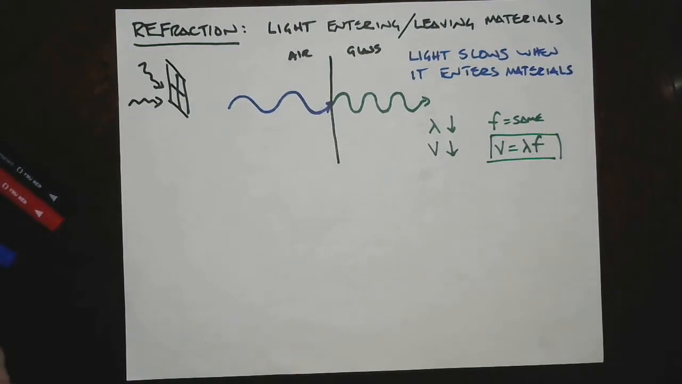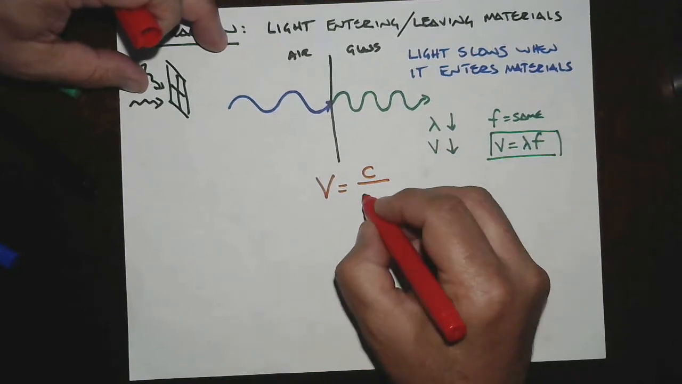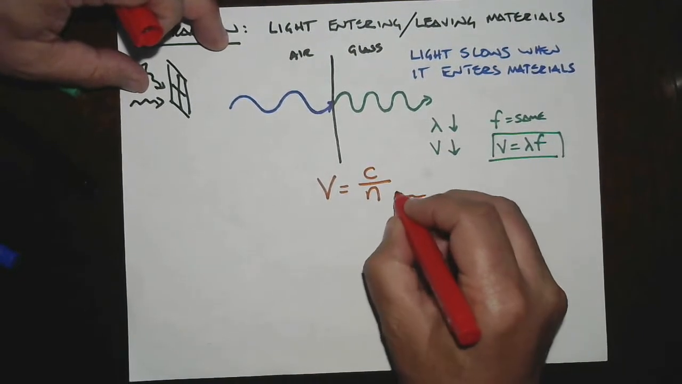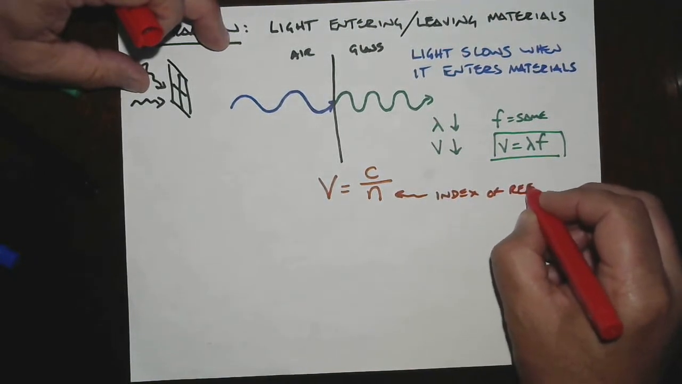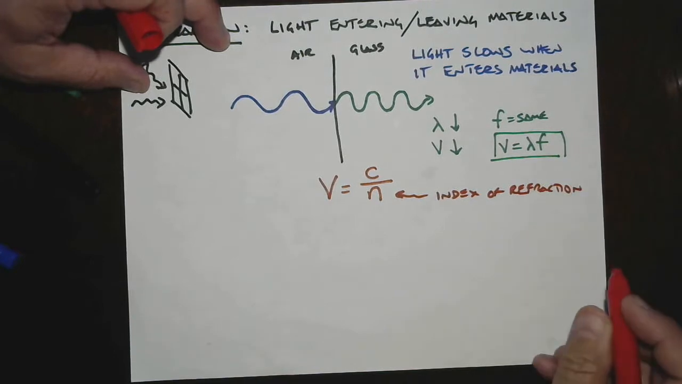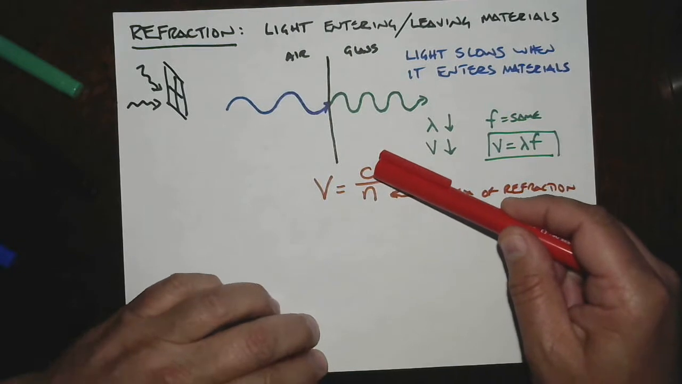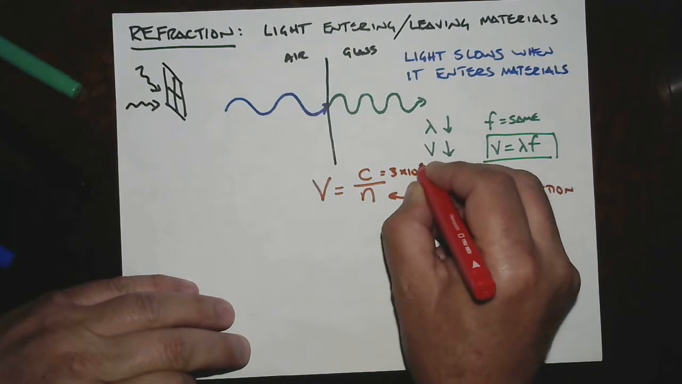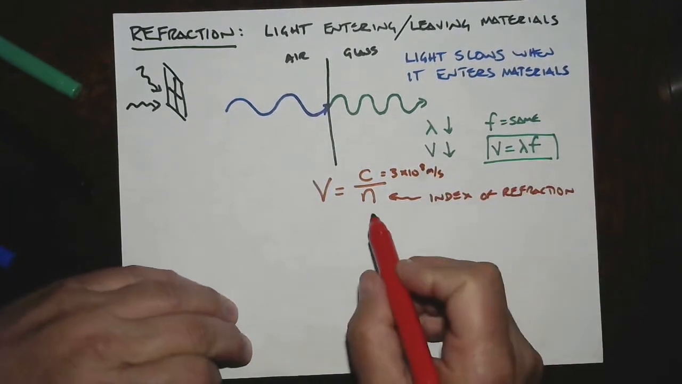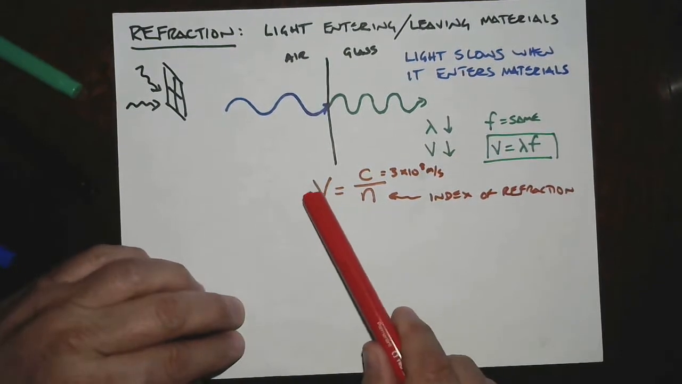How much does the velocity decrease? Excellent question. We have a formula for that. The velocity of light in any material is equal to the velocity of light in a vacuum divided by some number. And this number is called the index of refraction. The index of refraction is a number greater than 1, because we're going to be dividing the speed of light in a vacuum, which is 3 times 10 to the 8 meters per second, by a number to get a slower number. We're never going to divide by a number less than 1. We're never going to get a faster number.